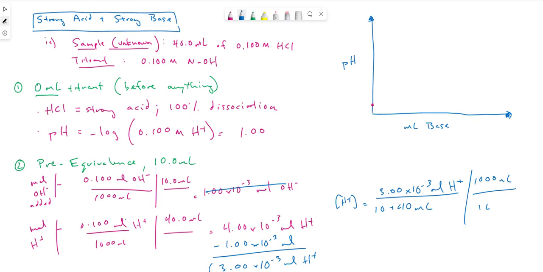And so if we take the negative log of this number, then that'll give us a pH, which is 1.22. So what that means is on our plot here, we have slightly increased our pH. So we'll just say that's 10, and now we're maybe right here on our plot.